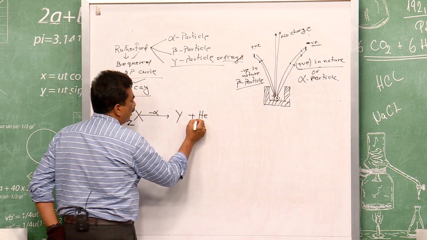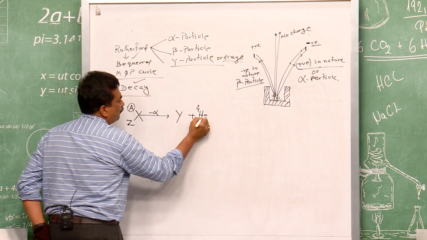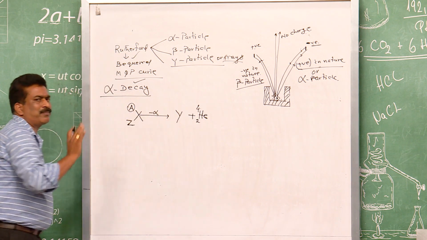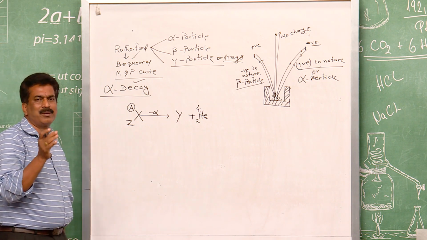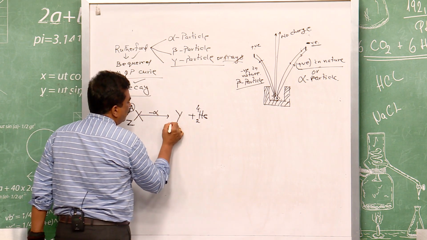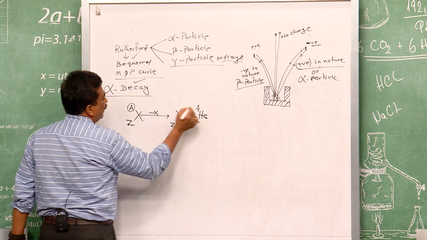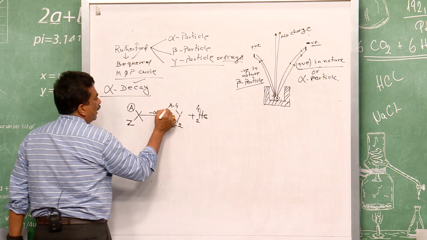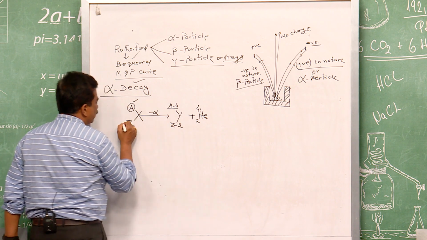So for helium, that is 2, 4. This is He of 2 4. Though this is a nuclear process, it will satisfy the conservation of charge. So if this is Z, and this is 2, then this becomes Z minus 2. If this is A and this is 4, then here it will be A minus 4, because A minus 4 plus 4 is equal to A, and Z minus 2 plus 2 is equal to Z.